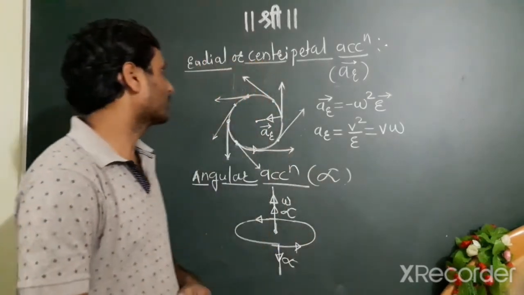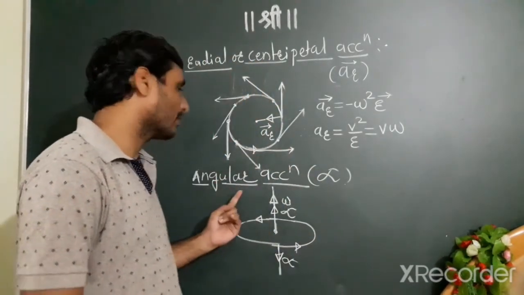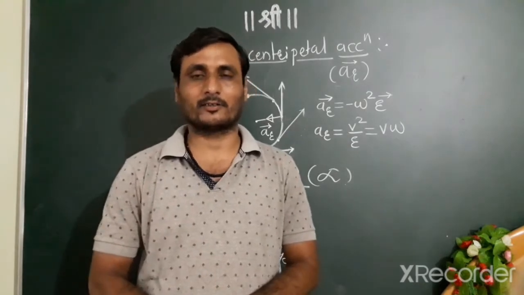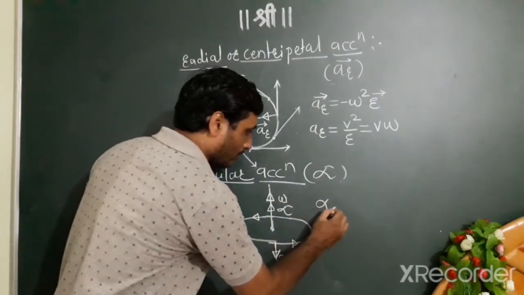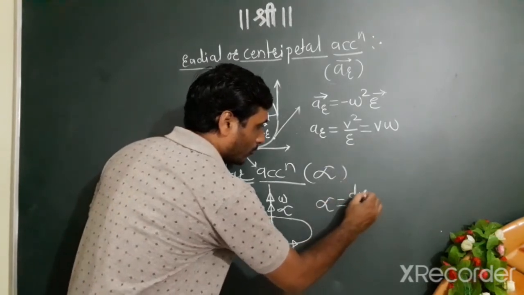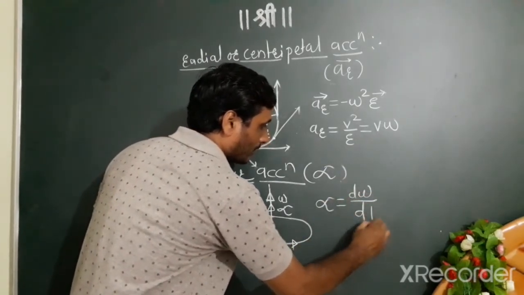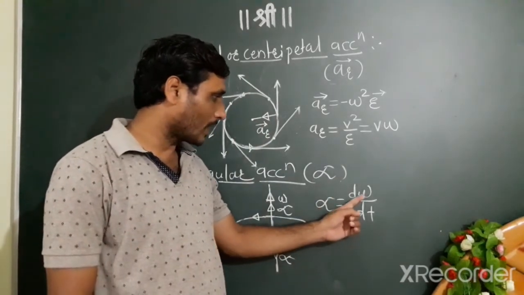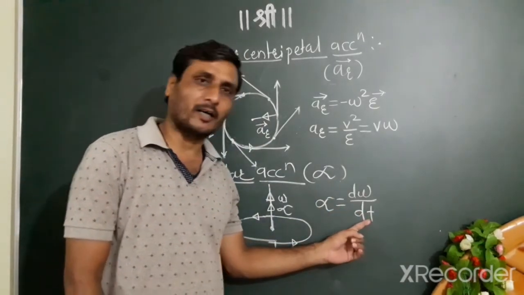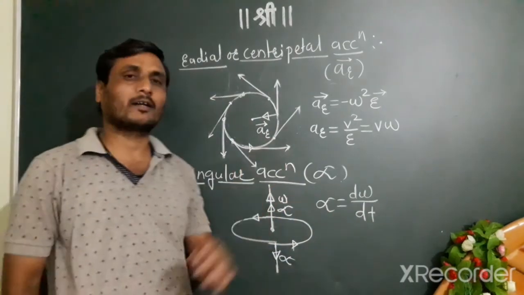This is the difference between radial acceleration and angular acceleration. The formula for angular acceleration is alpha is equal to d omega by dt. We define it as the rate of change of angular velocity with respect to time, which is called angular acceleration.